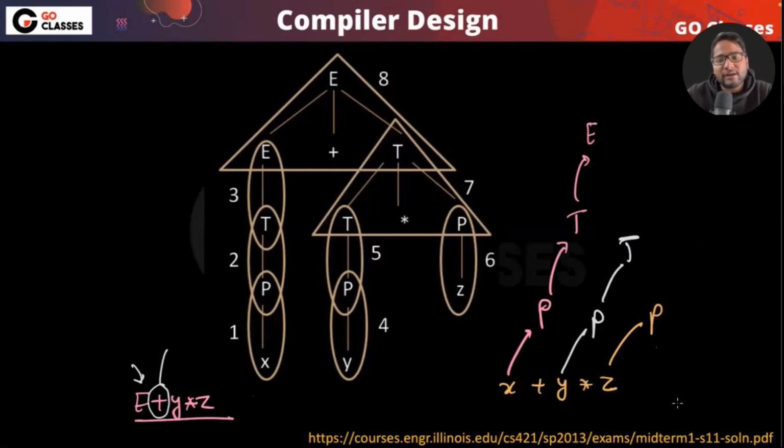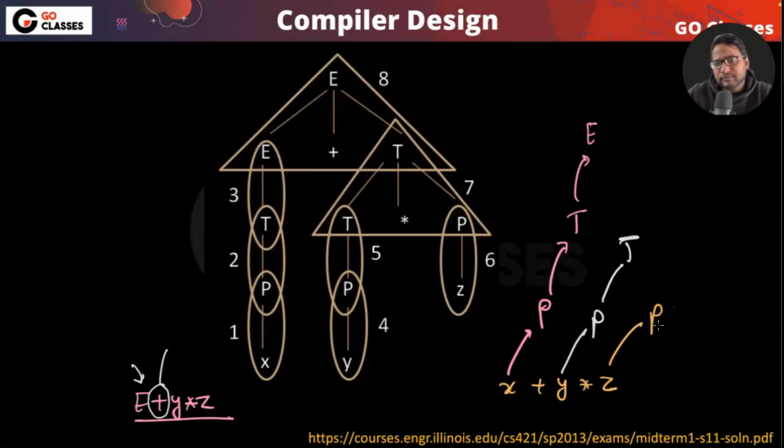Okay. Now tell me, as a bottom-up parser, what do I have currently? I have E plus T into P, isn't it? As a bottom-up parser, I have E plus T into P. Okay. Now I have this much in my hand. Then I will see what I should do.